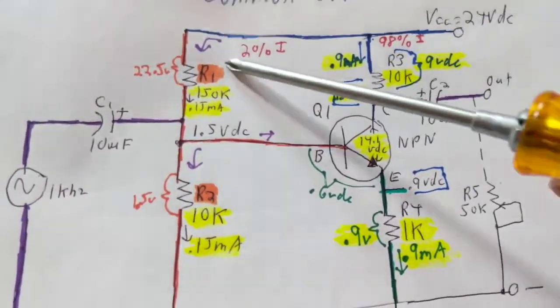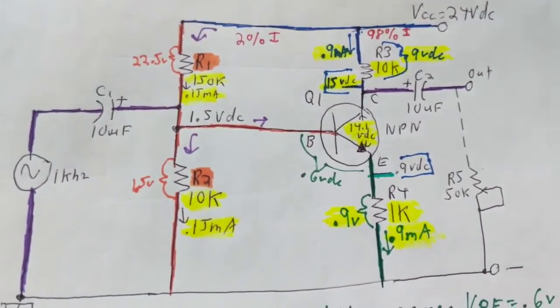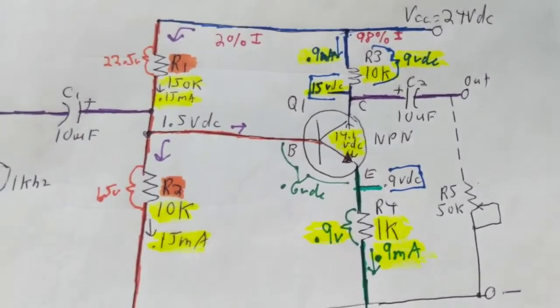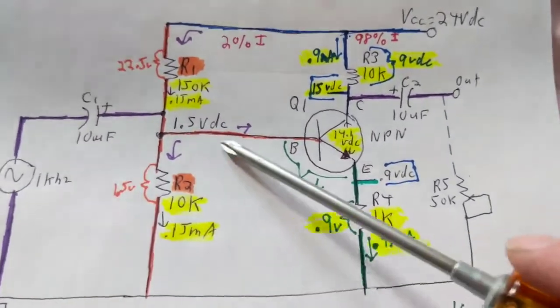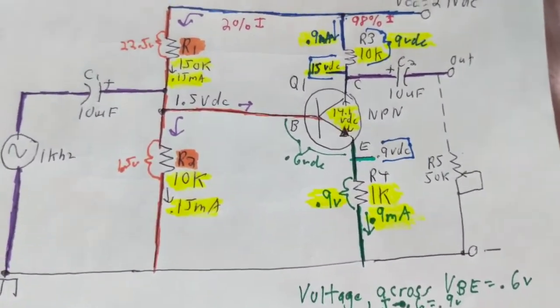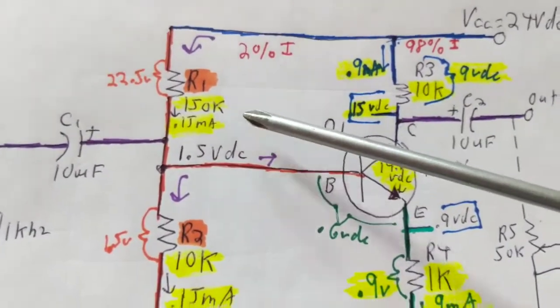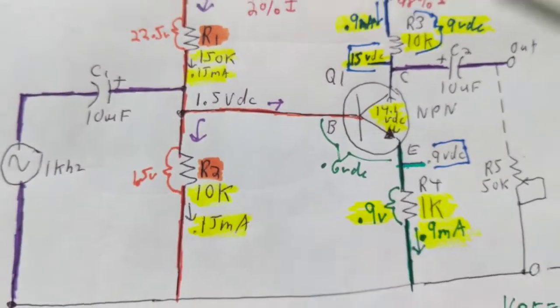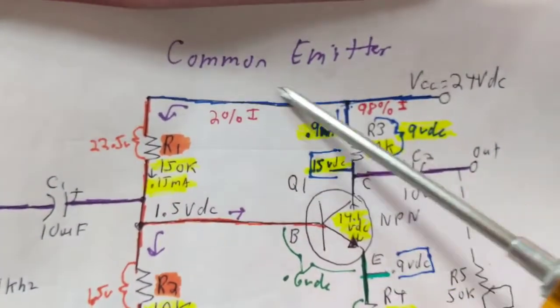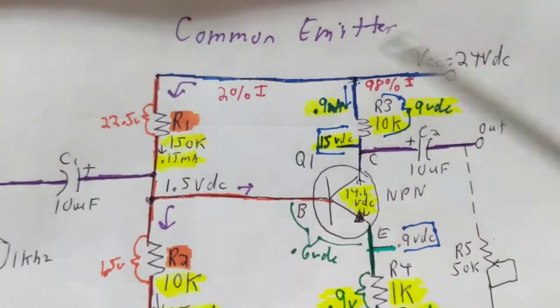First thing is, this is a voltage divider, bias resistors, so to say, that will set up the voltage going to the base. R1 is 150K, R2 is 10K. Voltage supply, 24 volts.